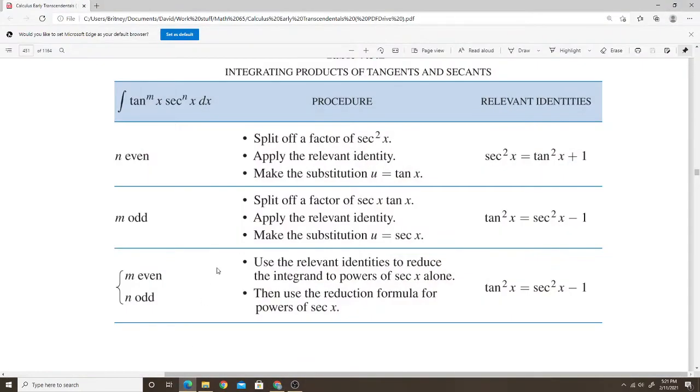So this is going to be a situation where n is odd. So the exponent on our tangent function is odd. And so for that one, we're going to want to split off a factor of secant tangent, rewrite all the rest of our tangents in terms of secant, right, which we can do using this Pythagorean identity, and then let u be secant x because du is going to be secant tangent, right? Okay.